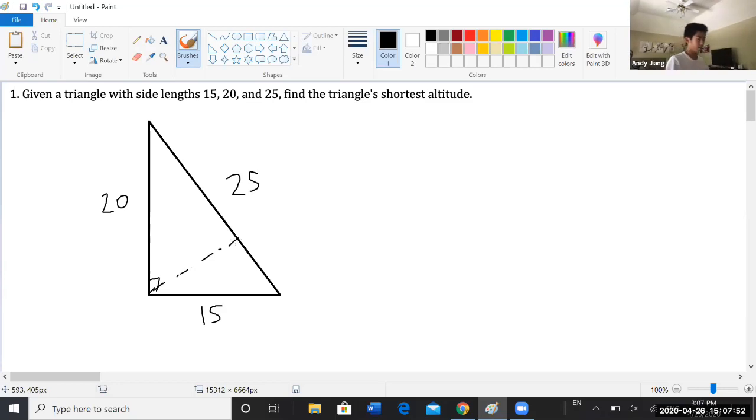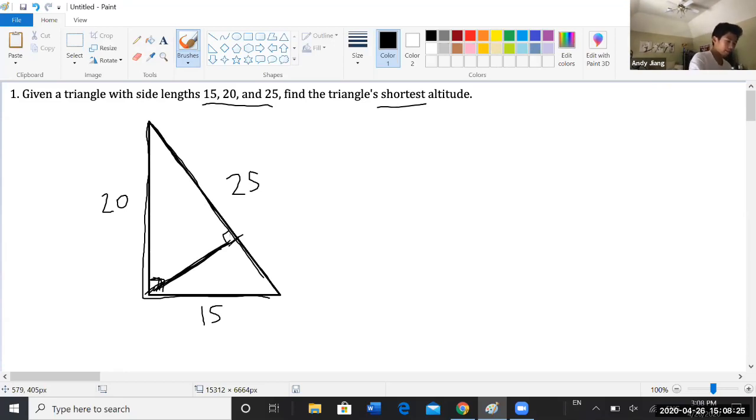Okay, here's a diagram. And we know that all triangles have 3 altitudes. So first off, notice that this is a 3, 4, 5 right triangle. That means that 2 of the altitudes are the legs, so 20 and 15. And the smallest altitude always corresponds to the longest side length. You can see for yourself why that is. So I know that this altitude going to the longest length of 25 is going to be the shortest length.